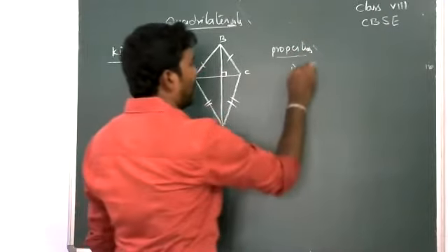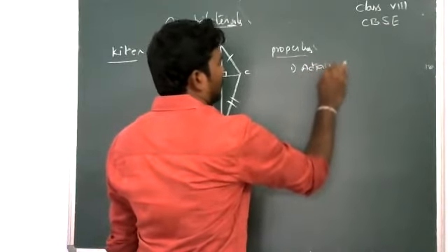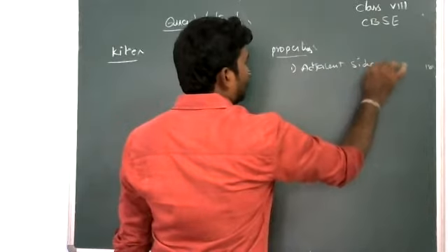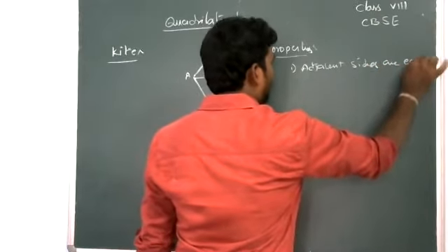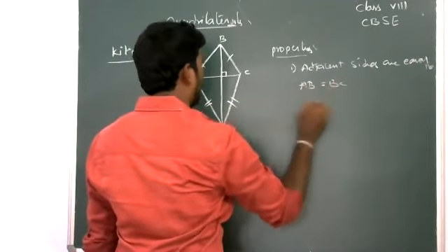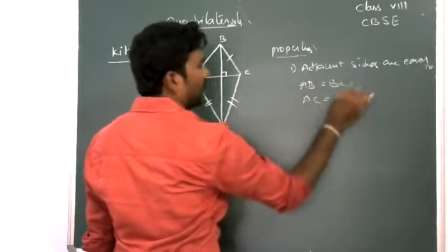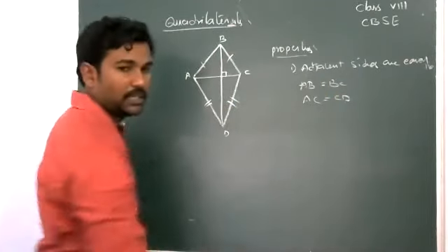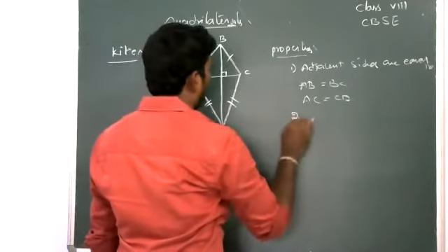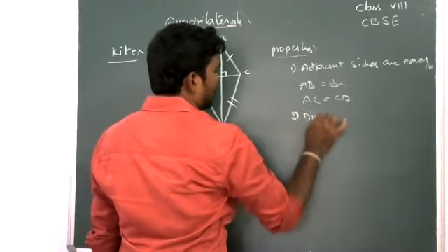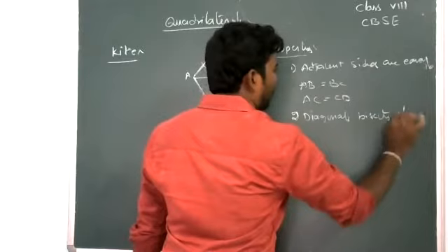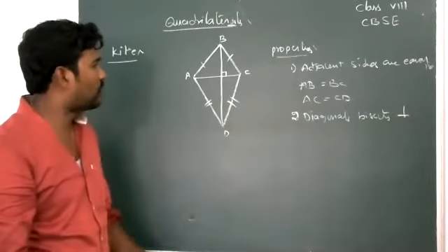First one, adjacent sides are equal. Now, what are the adjacent sides? AB equals BC, and then AD equals CD. These two are adjacent, and these two are adjacent. Next comes the second property: diagonals bisect perpendicularly.